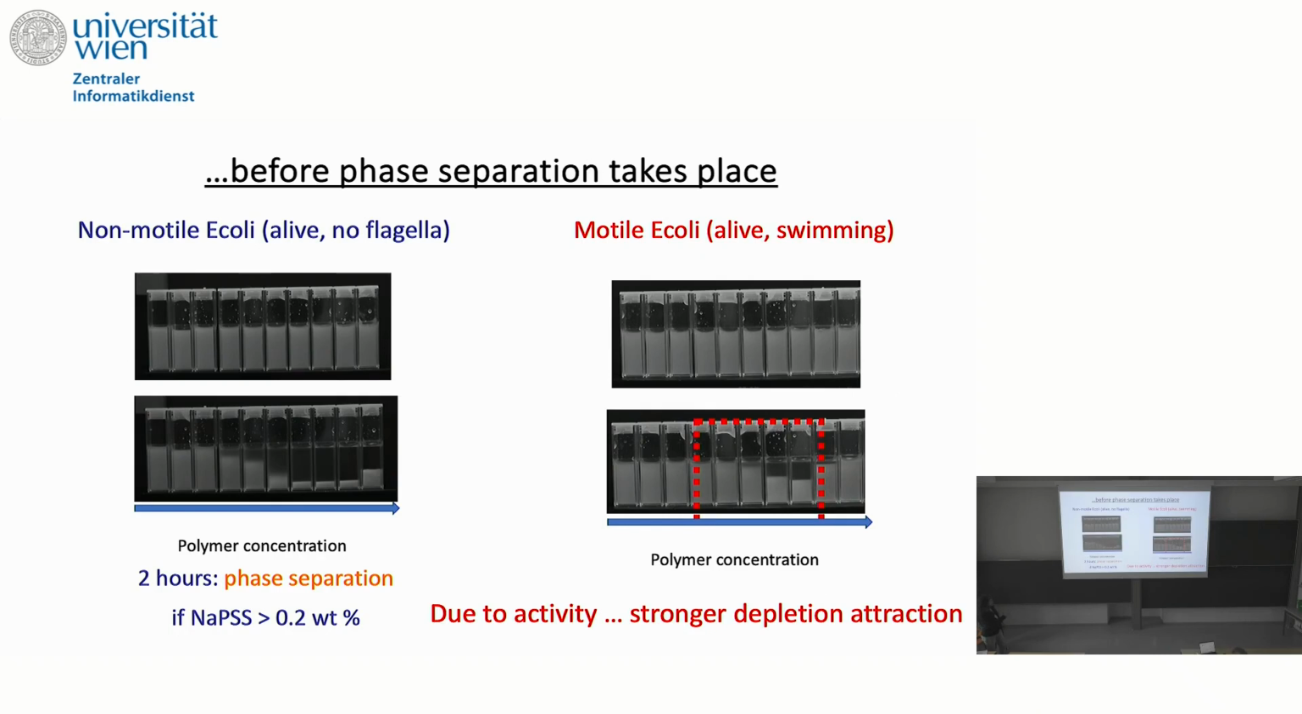Now, increasing the polymer concentration even more, eventually we observe the phase separation between a bacteria-rich and a bacteria-poor phase, either when the E. coli was non-motile or when the E. coli was motile. However, when the bacteria were actually motile, so when particles were active, phase separation was taking place for much larger polymer concentration, meaning for stronger depletion attraction, due to the fact that particles were active.